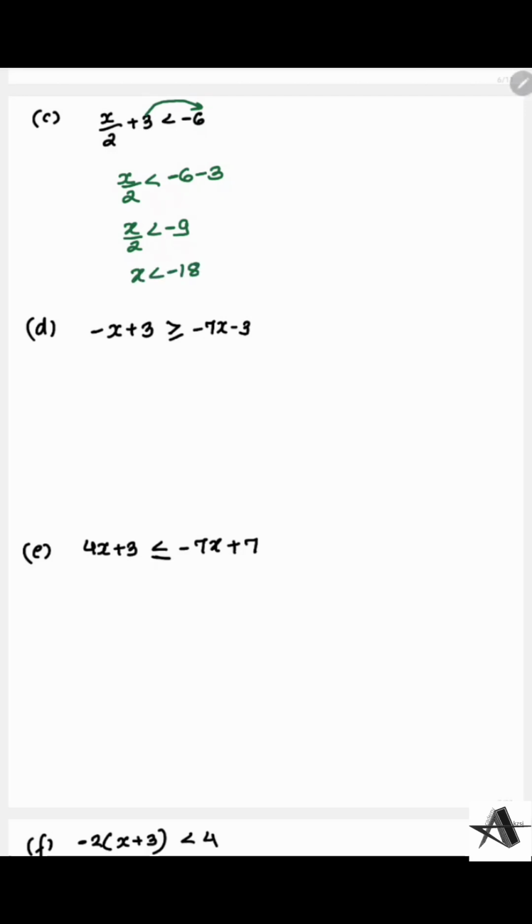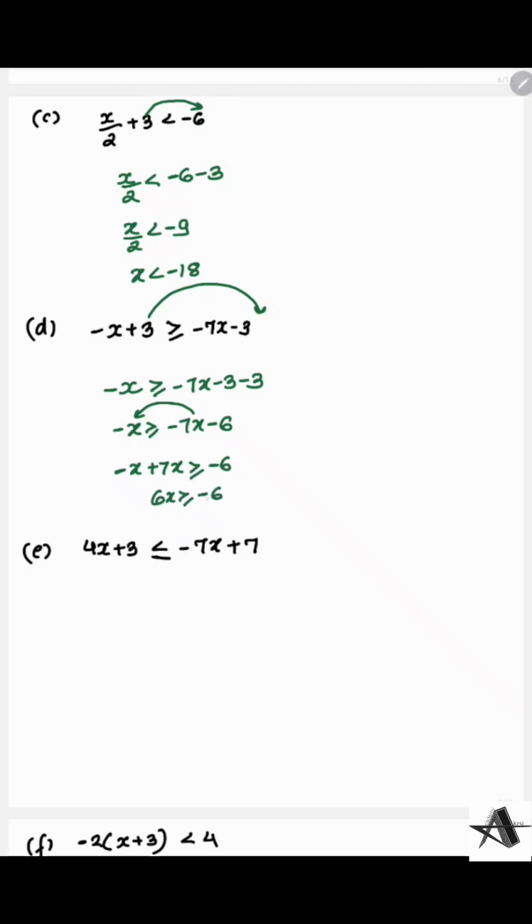Moving on to part D, same thing, I need to transpose the numbers first. Here the variables are on the right hand side as well, so we need to do a little shuffling. Negative x greater than or equal to negative 7x, negative 3, negative 3. So negative x greater than or equal to negative 7x, negative 6. Now transpose it here. Negative x plus 7x greater than or equal to negative 6. This is 6x greater than or equal to negative 6, and divide both sides by 6. You will get x is greater than or equal to negative 1.